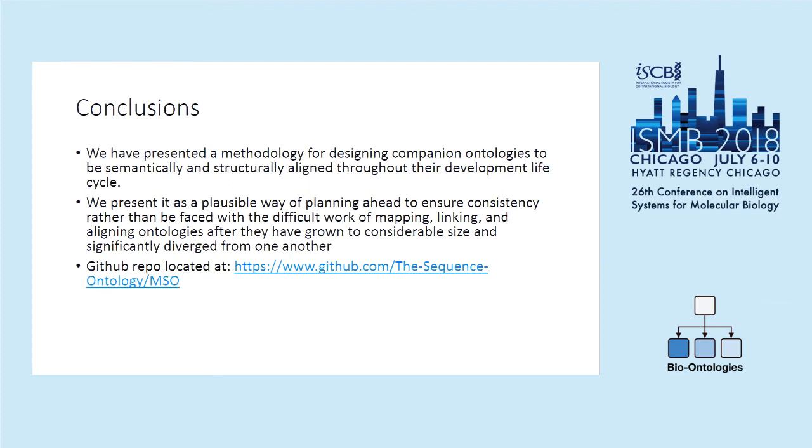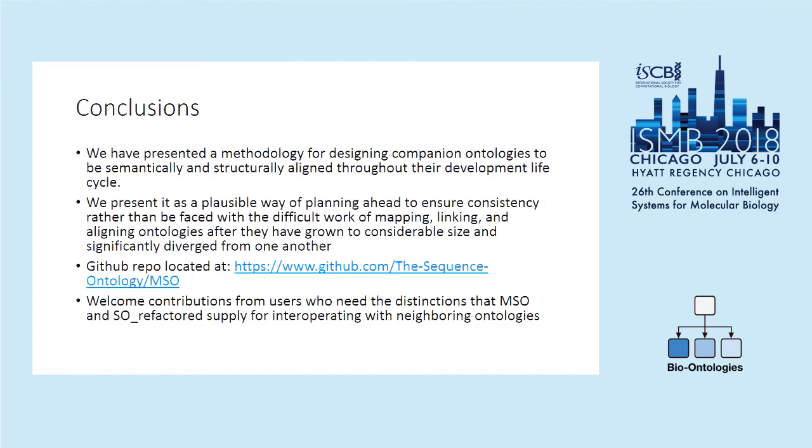Here's our GitHub repository for the code and the project for the molecular sequence ontology. And we welcome contributions from users there, especially those that are using the sequence ontology, have encountered problems with making cross products with other ontologies like the GO that require molecular entities, independent continuants, and they're finding logical and satisfiability problems with the SO. We really want to bring the SO out of its data silo here.